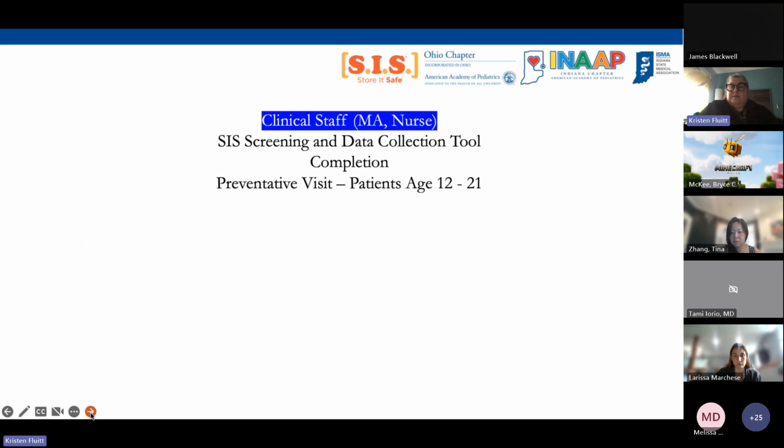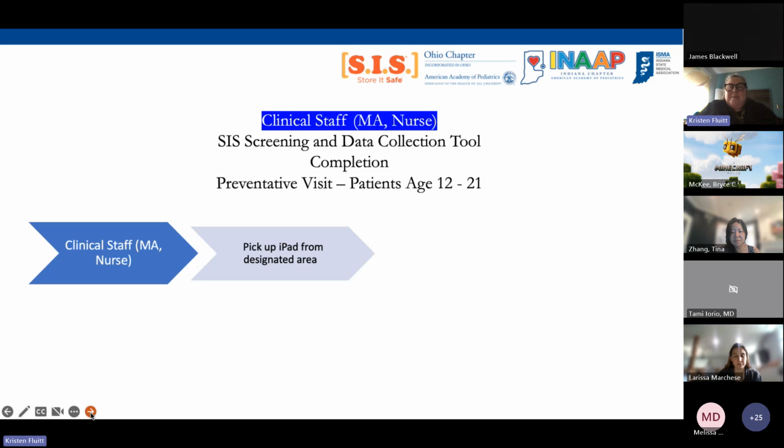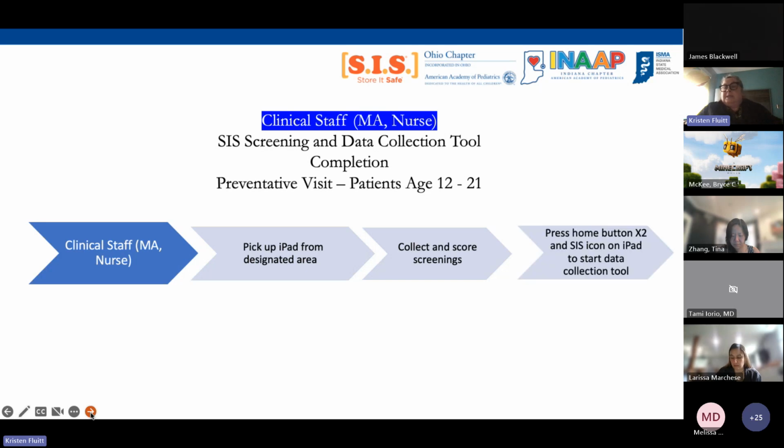Then your clinical staff, so MA, nurse, those folks, may pick up the iPad from the designated area for the day. They may collect and score the screenings that the patients have done, and they may press the home button on the iPad and get that icon up and actually start the data entry on our data collection tool on the iPad.